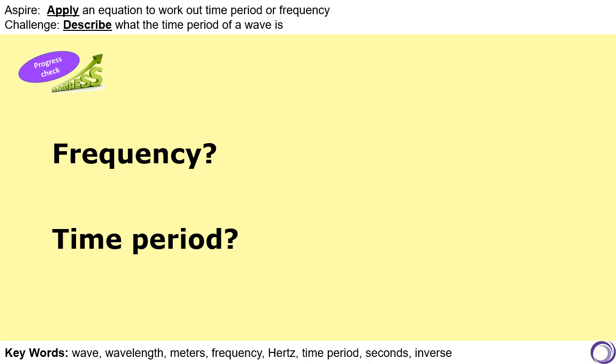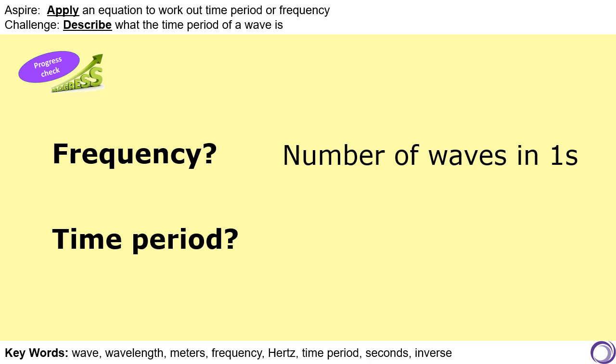Okay, time to grab a different coloured pen and let's see how you did. So the frequency is the number of waves in 1 second. It can also be described as the number of waves that pass a point in 1 second. And remember, it is measured in hertz. And the time period is the time in seconds taken for one wave to pass a point. So how long in seconds does it take for one wave?